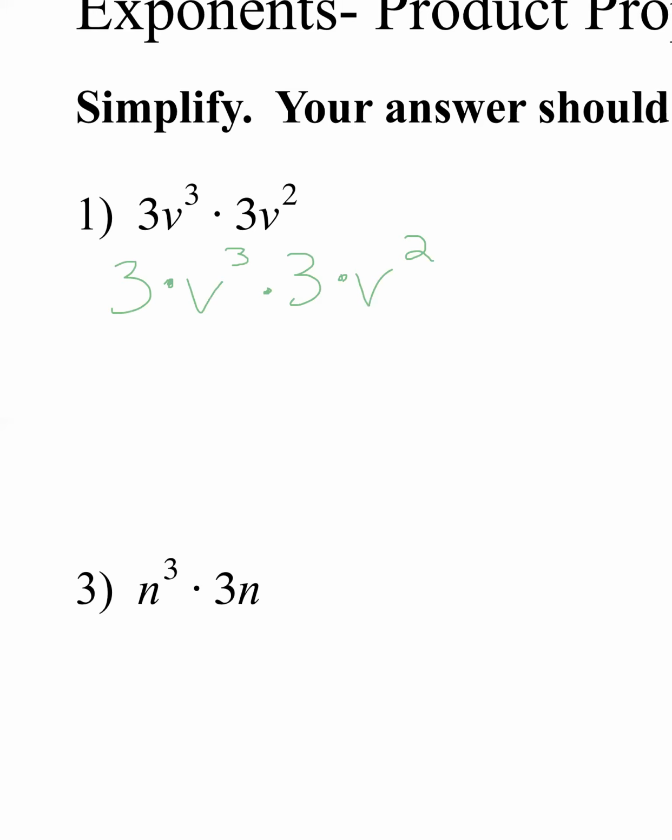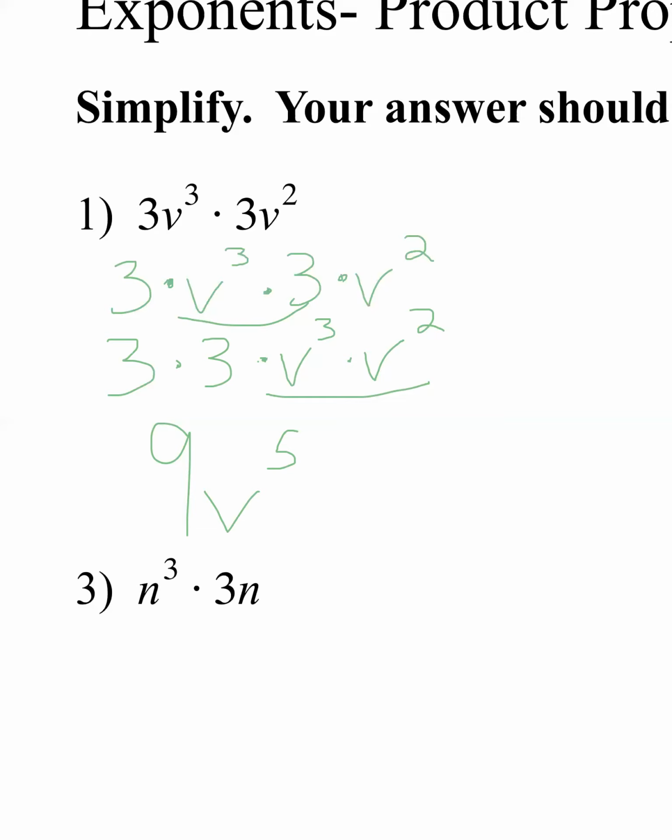And remember that you can change the order, right? I can change this around. So I'm going to swap these two. I'm going to put the V to the third there and then the V squared. If it's all multiplication, I get to multiply in any order that I want to. So now 3 times 3, that's easy. That's just 9. And then this is what we were just talking about. If I have V to the third times V squared, well, the rule tells me that I'm just going to add those exponents together. So that becomes V to the fifth.